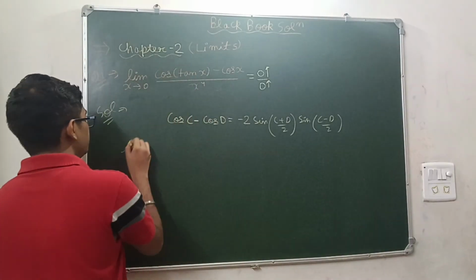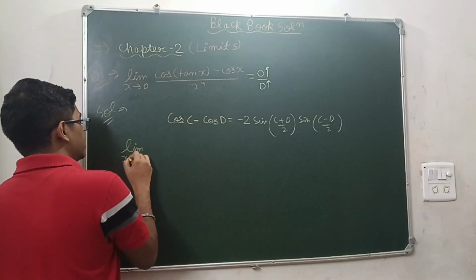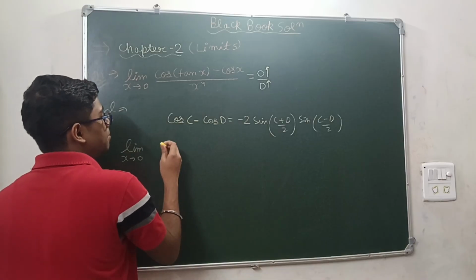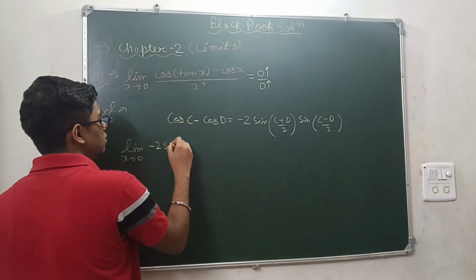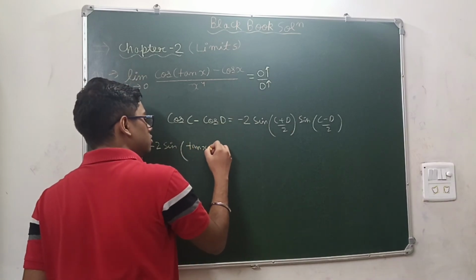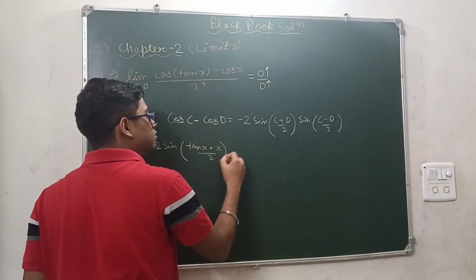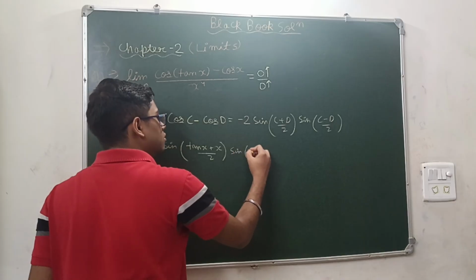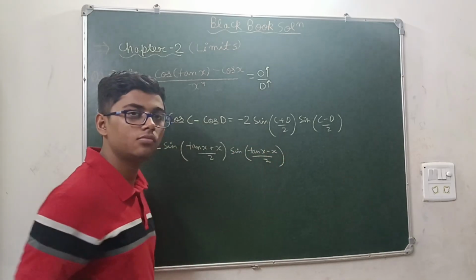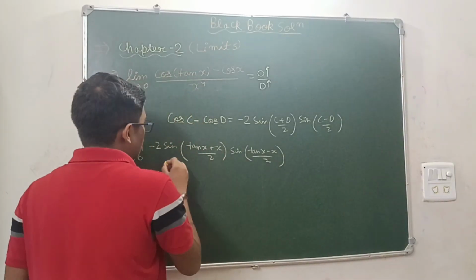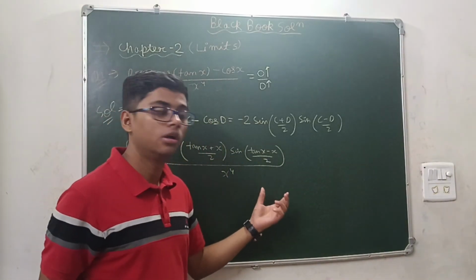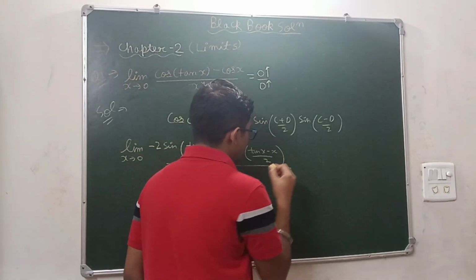So the limit becomes limit x tending to 0 of minus 2 sine of (c plus d) by 2, meaning (tan x plus x) by 2, and sine of (tan x minus x) by 2, upon x to the power 4. We have simplified this. Now, what will you do here?